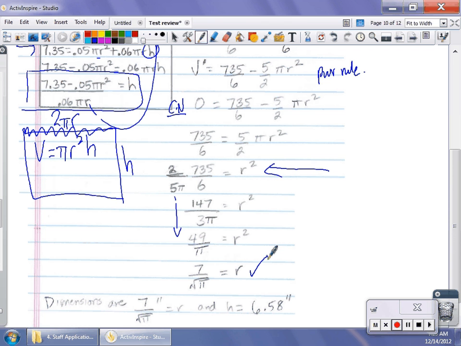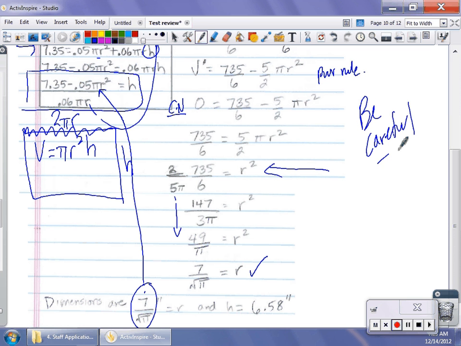And then to find the value of h, I would go back up here with the 7 over square root of pi changed to a decimal number. And I would substitute that in place of r and use my calculator to get the height to be 6.58 inches. Now, again, I don't want you to look at this problem and think it's difficult. It's really not a difficult problem, but it has fractions and decimals, and the key is to be careful and not let algebra end up kicking your butt.